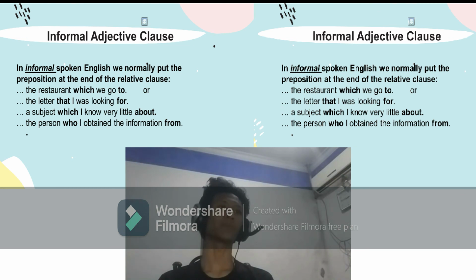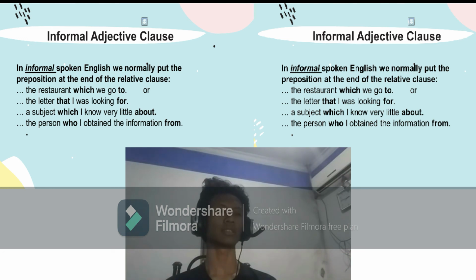In informal spoken English, we normally put the preposition at the end of the relative clause. Like the examples: the restaurant which we go to, the letter that I was looking for, and a subject which I know very little about. In formal English, we can say: the restaurant to which we normally go, or electronics is a subject about which I know very little.